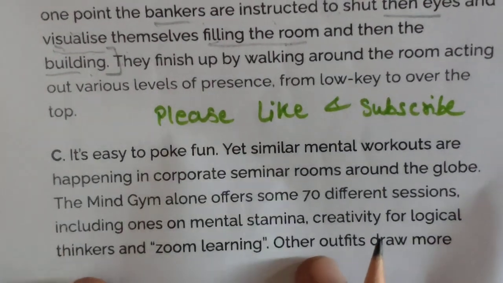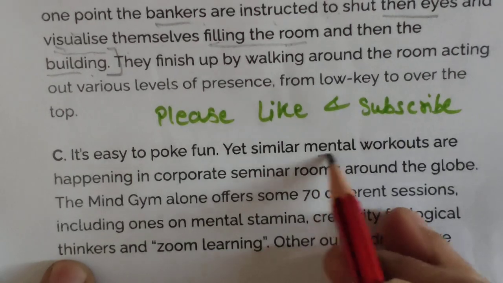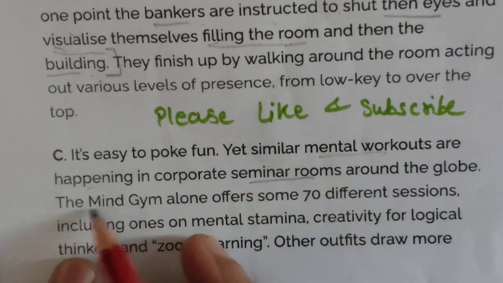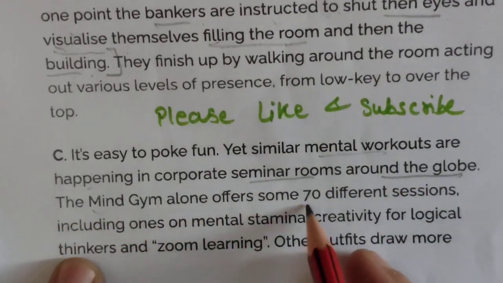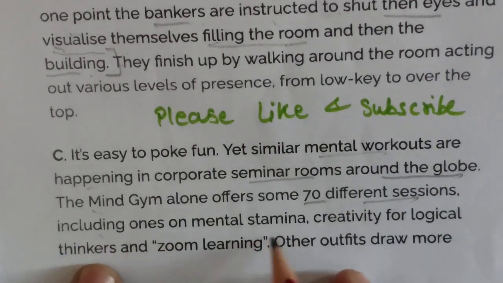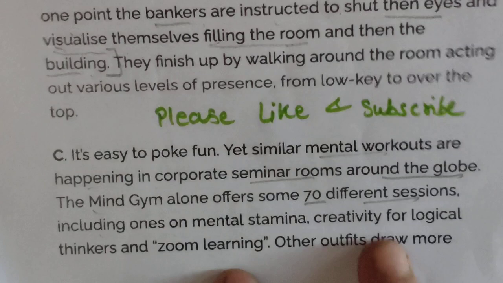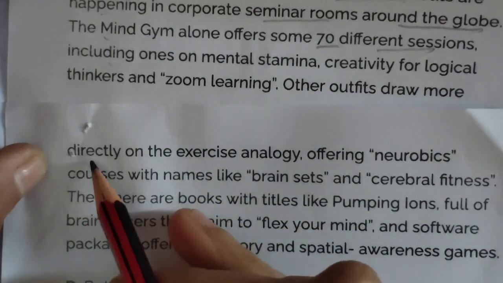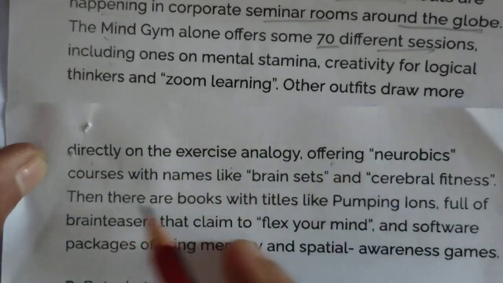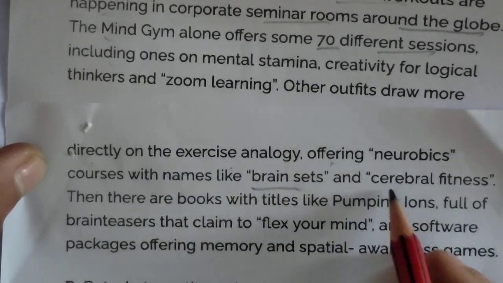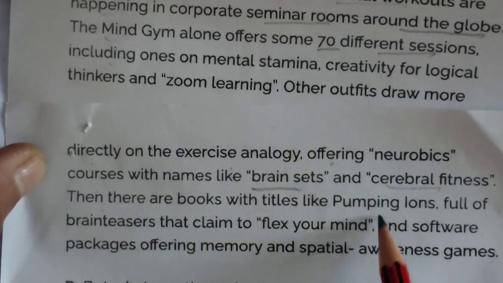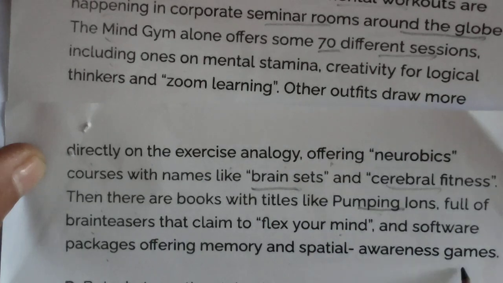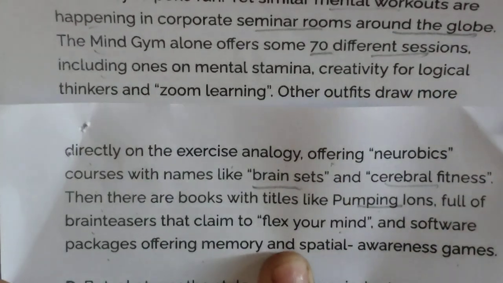Let's read it. It is easy to prove fun, yet similar mental workouts are happening in corporate seminar rooms around the globe. The mind gym alone offers 70 different sessions, including this and this. We have to go to another part of this paragraph. Now you can take a look at the remaining part of C paragraph, directly on the exercise analogy, offering courses with names like this and this. We can just underline. Then there are books with titles like pumping irons, full of brain teasers, claim to flex, software packages, memories, spiritual awareness, games. Nothing is there in C paragraph about our location.